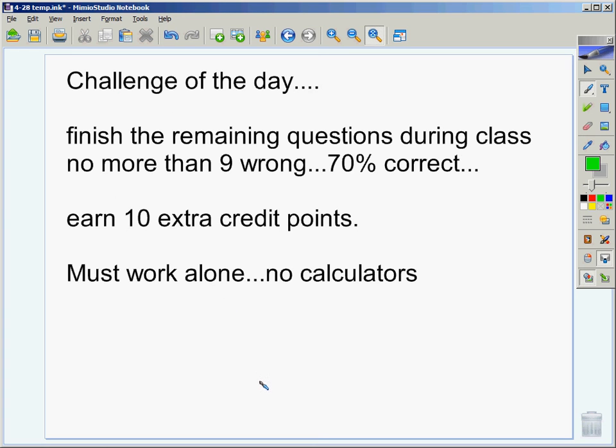Here's the challenge then, and it applies for everybody. If you can finish the remaining problems and get 70% right, that means you can miss 9 or less, I'm going to give you 10 extra credit points. But that's during class time. Front and back. And you can miss what? You can miss 9 or less. It's not that much work when you think about what you're doing today versus yesterday. It's way quicker. Okay?